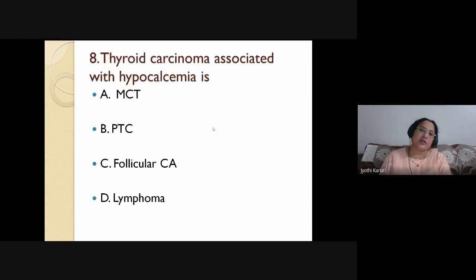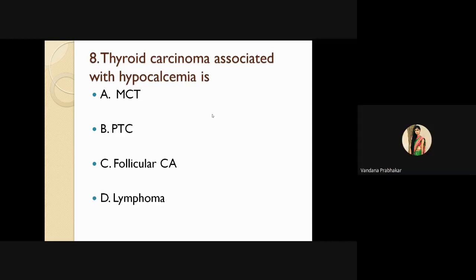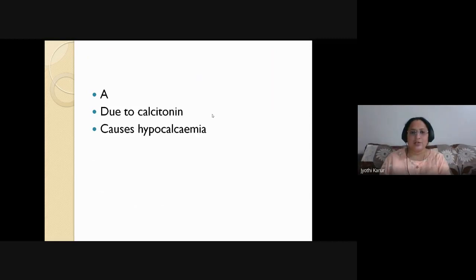Thyroid carcinoma associated with hypocalcemia is very easy. Medullary. Yes, that's it. These are very easy questions, okay? Due to calcitonin, which causes hypocalcemia, okay?